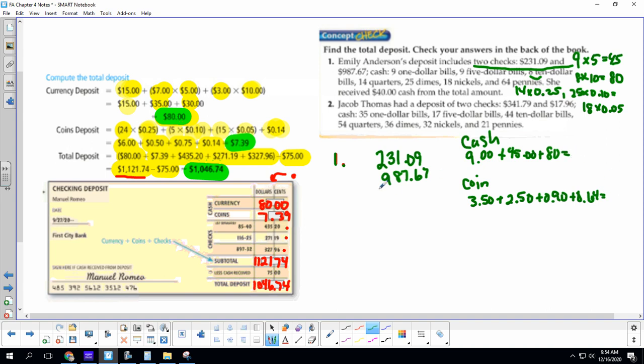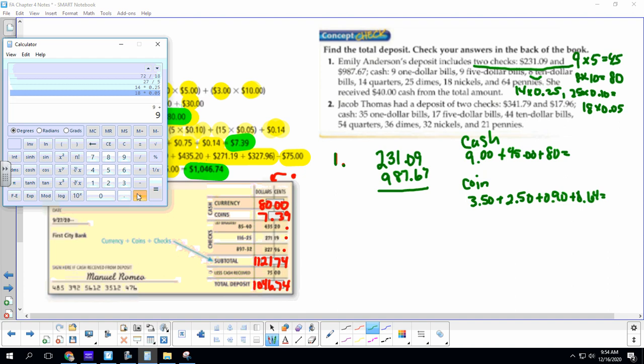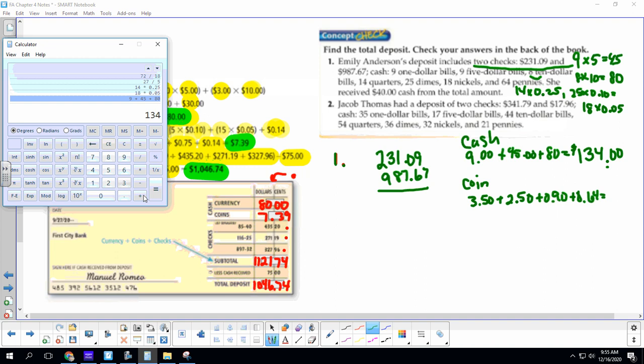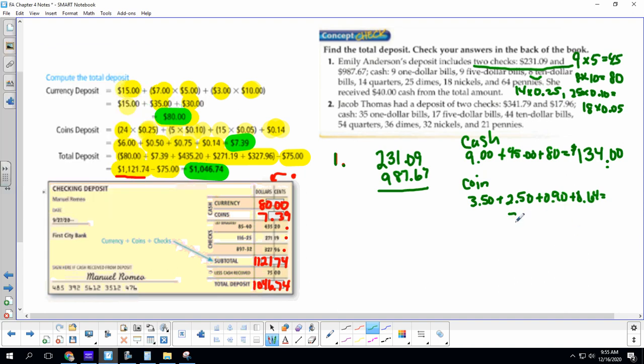She received $40 cash. Okay, so let's total these. Let's total the currency, so that's 9 plus 45 plus 80, 134. Let's get the coins added together. 350 plus 250, 90 cents, and 64 cents, 754. All right, so we're going to add all these together. We're also going to add the 134 and the 754, get the subtotal, and then we're going to subtract out $40 in cash.